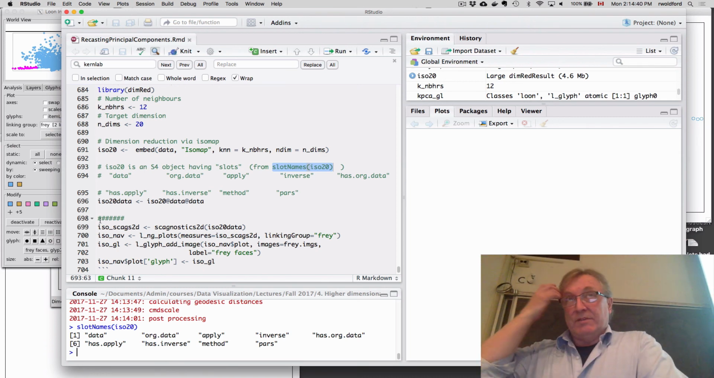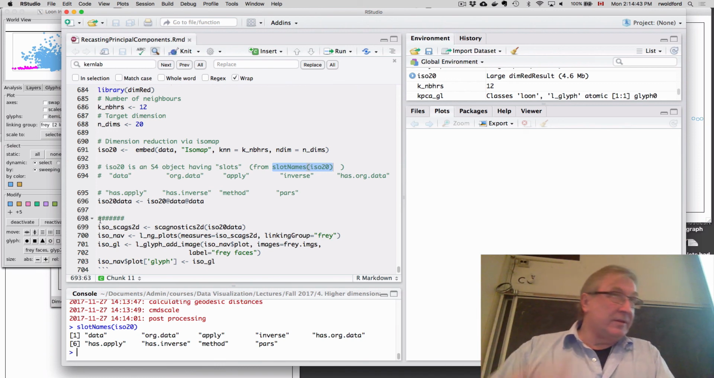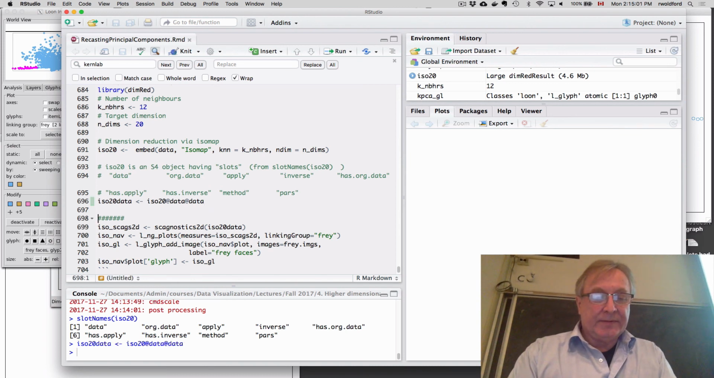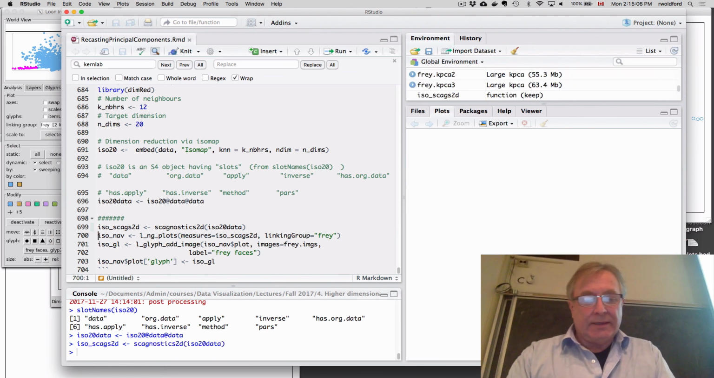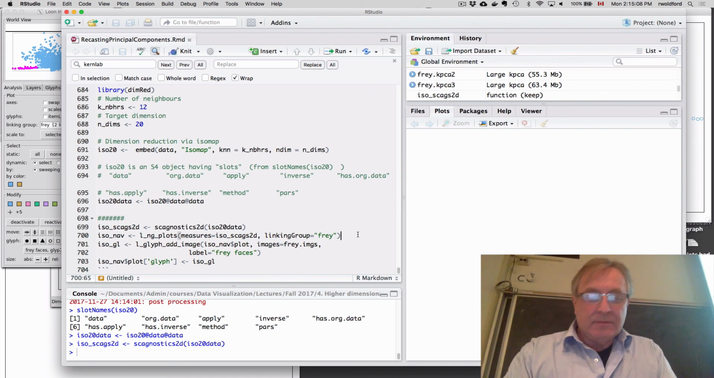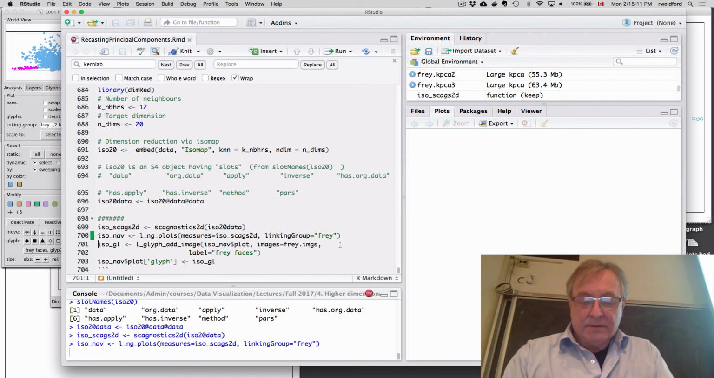Again, we're at the whims of whoever constructed this package. I'll just note there's a funny thing going on here: the data slot itself is a rich data structure, and the data we actually want is in the data slot of data. That's why you see data twice. And I'll do the scagnostics on that, and the navigation graph.